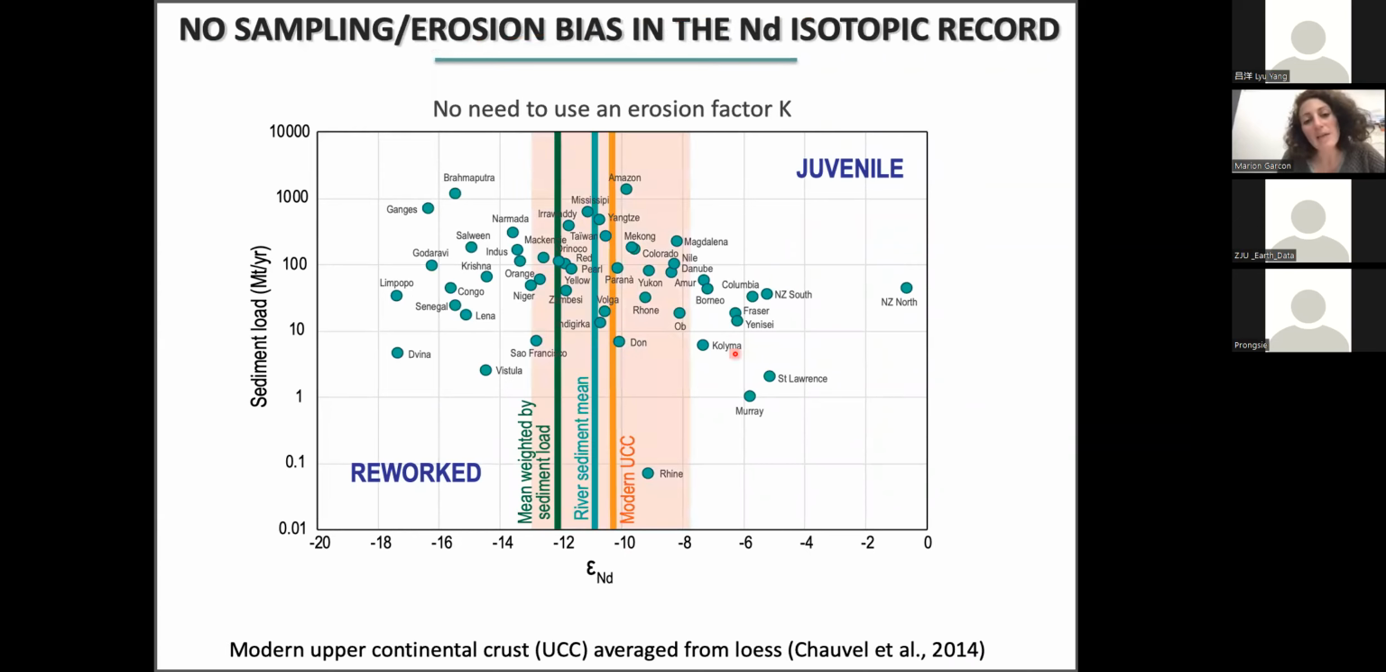And if you take the average composition of all these rivers, which are the green bars here, you end up with an average value that is really similar to that of modern upper continental crust in orange, plus or minus 2 sigma. And so basically what it means is that the average composition of river sediments is quite well representative of that of modern upper continental crust, and there is no significant bias in the neodymium isotopic record today. So there is no reason to think that there is a bias through Earth's history.